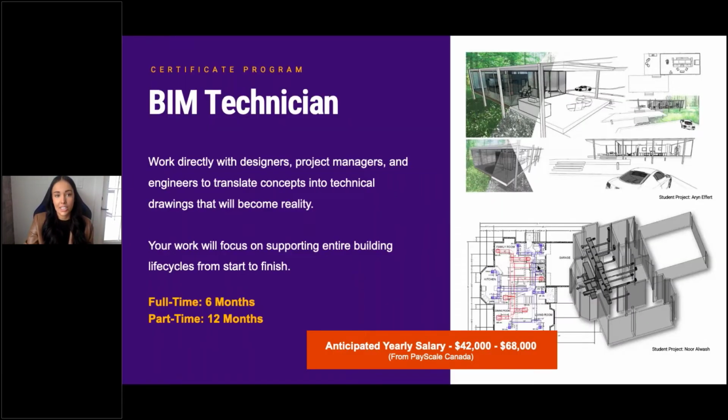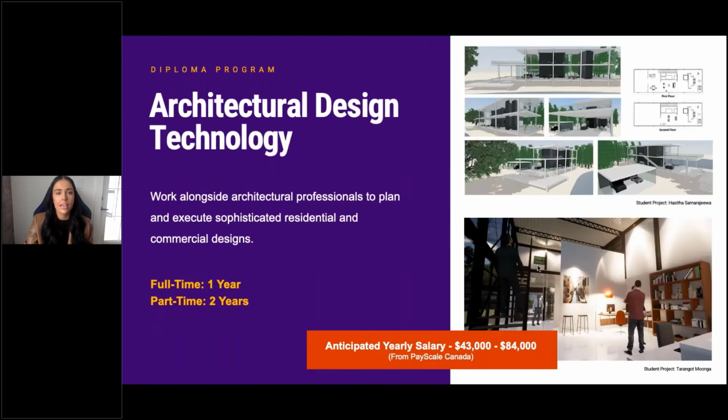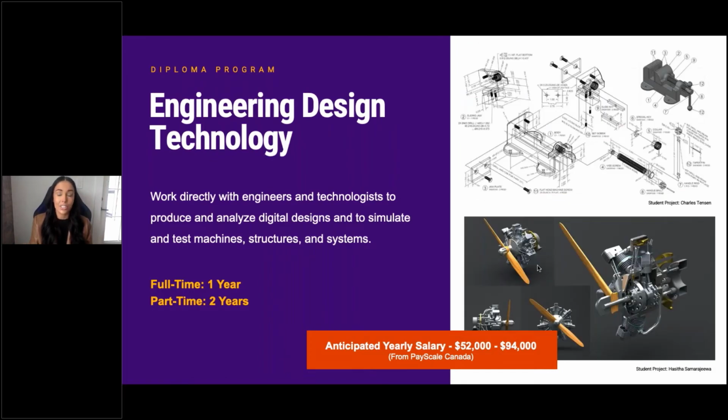First is the BIM Technician program. It is a certificate program. You can complete it full-time in 6 months or part-time in 12 months. Next is the Architectural Design Technology program. It is a diploma program. It is a full-time program that lasts 1 year, and we did just release part-time options for our diploma program, so you can complete it part-time in 2 years. So if you still need to work and want to do school and move into a career in the AEC industry, this is perfect for you. Or if you want to upgrade from your BIM technician certificate, it's also perfect for you.